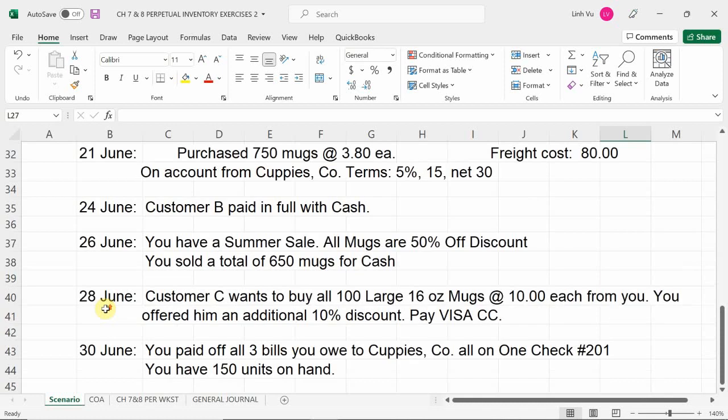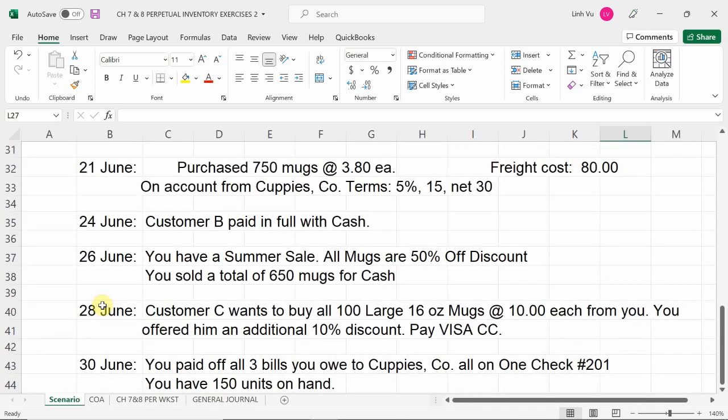Right. Then the 28th rolls around. Customer C wants to buy all 100 large 16-ounce mugs at $10 each from you. Of course, you offer him an additional 10% discount, and he paid with a Visa credit card. So in this case, 100 more large mugs, for a total of a 10% discount, paid by Visa credit card.